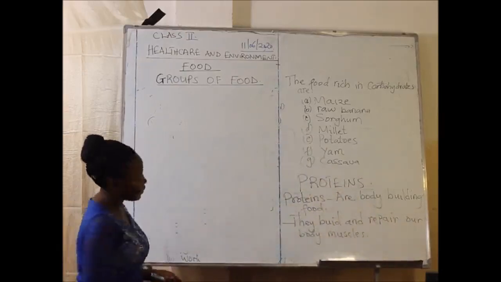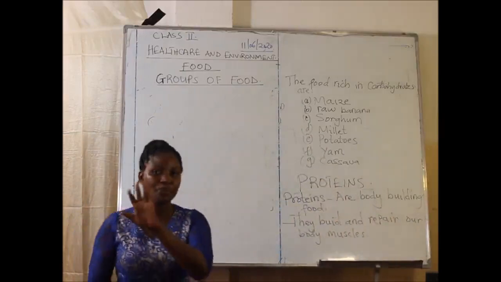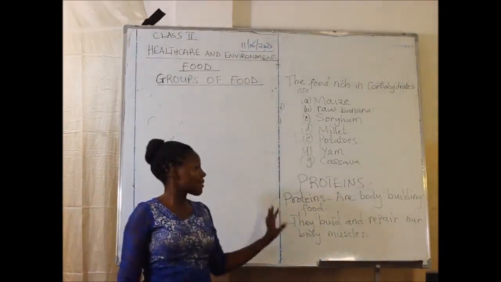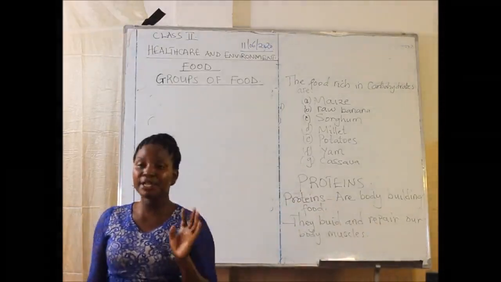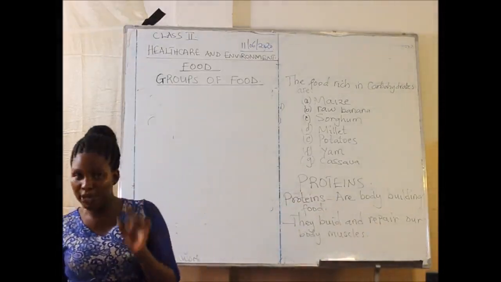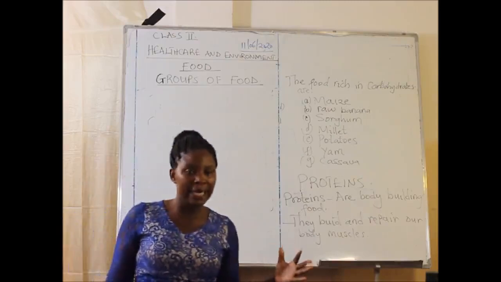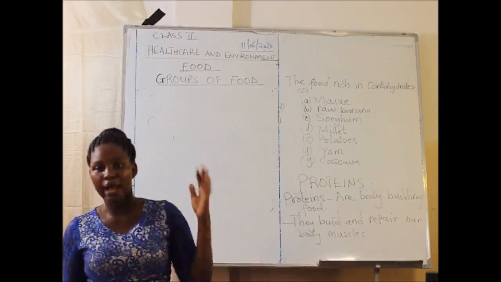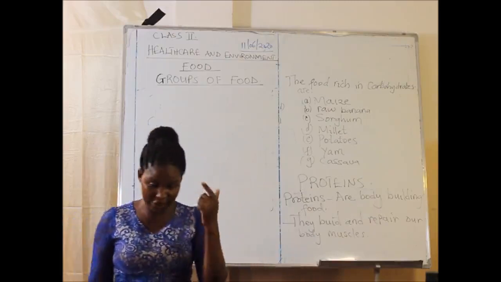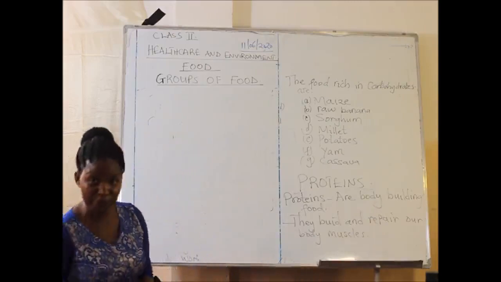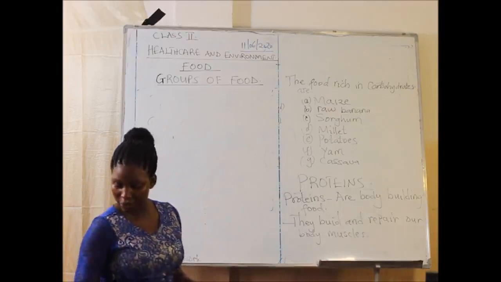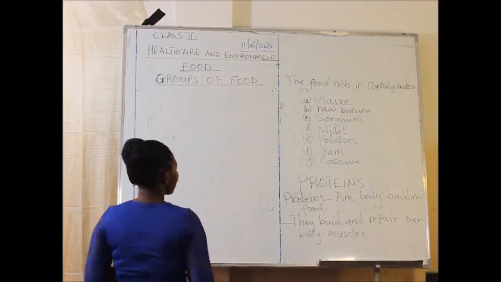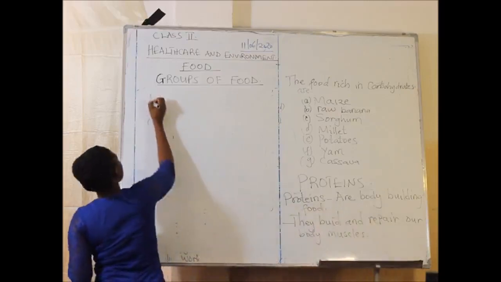But before we proceed, we have two groups of protein. We have plant proteins and animal proteins. It means we get some protein foods from plants and others from animals. As you remember, we learned sources of food. We said we have two groups of sources of food, plants and animals. So now let us look at the groups of food we get from animals.